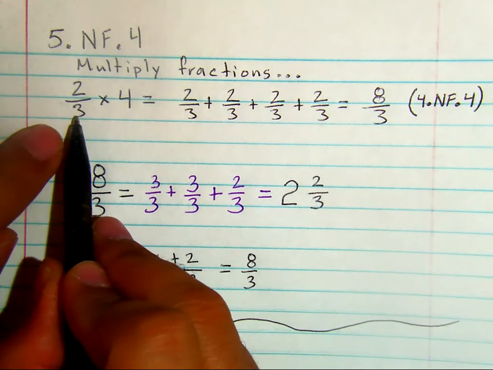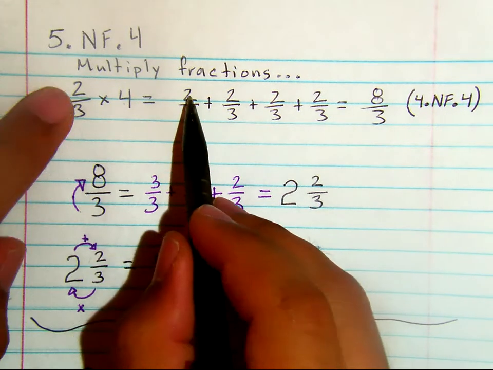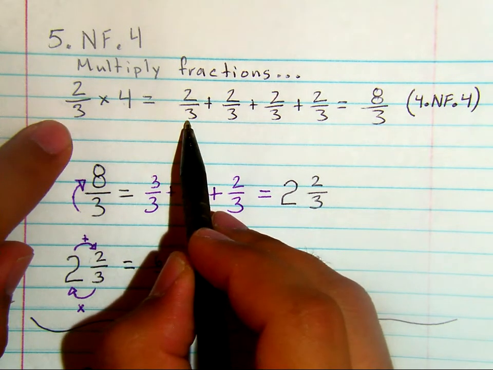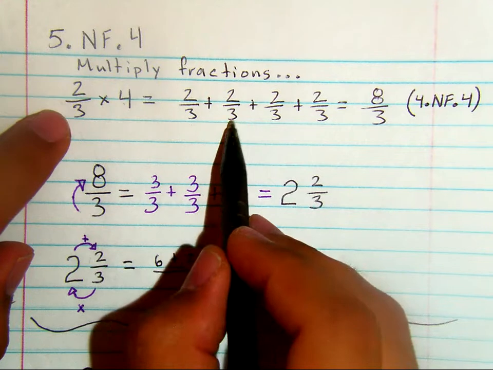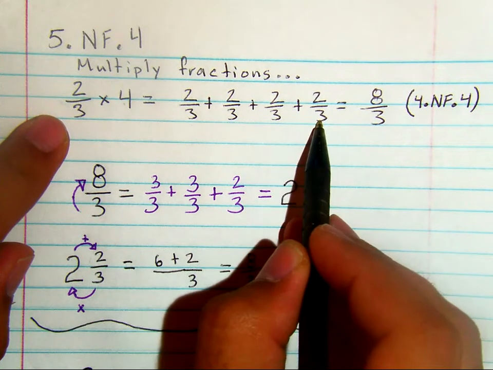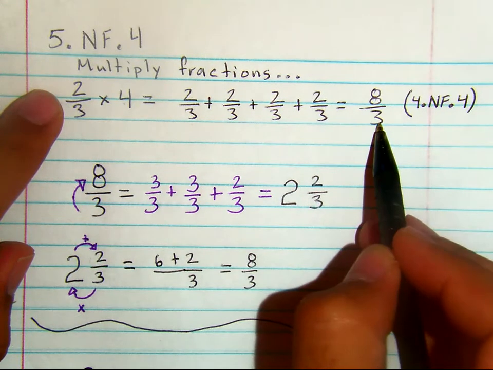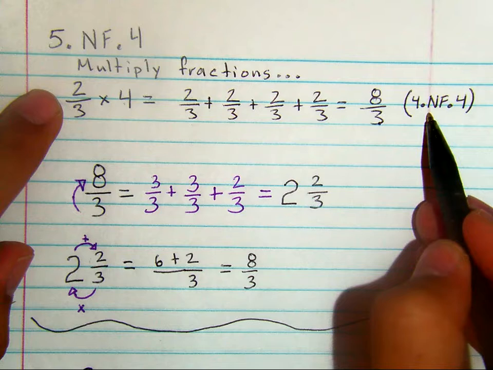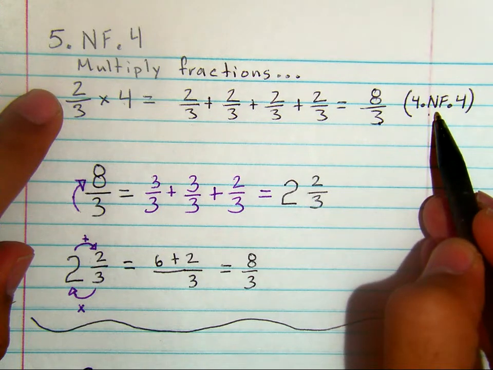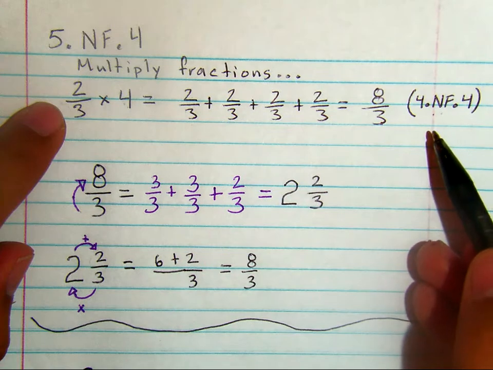So let's look at this example, 2/3 times 4. Well, that's the same as saying 2/3 4 times. 2/3 plus 2/3 plus 2/3 plus 2/3. Well, how many thirds do you get? You end up with 2, 4, 6, 8 thirds. Now that is the 4th grade standard, recognizing fractions multiplied by a whole number, right?